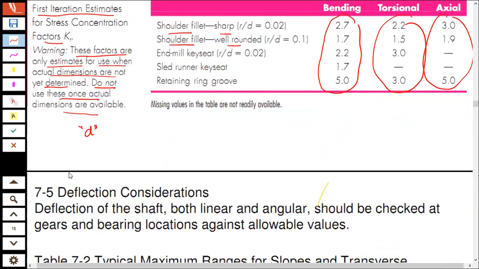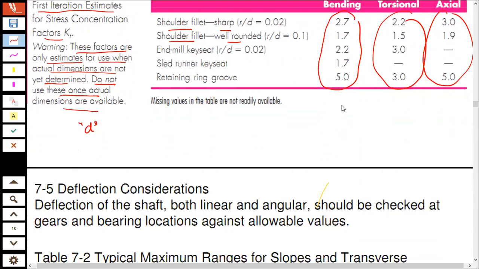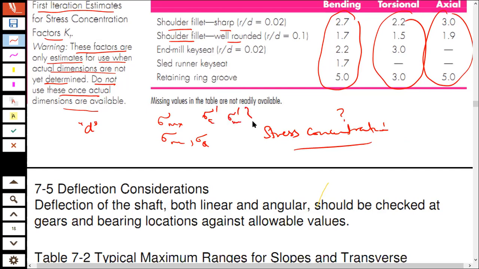Okay. So this was one of the things, the stress concentration factor, which is in the formula for finding the stresses, sigma m, sigma a, or rather sigma maximum, or sigma a dash and sigma m dash. Okay. So when we design the shaft, we are going to use these values to determine the diameter of the shaft, and once we find the diameter of the shaft, we can find the actual stress concentration factor.